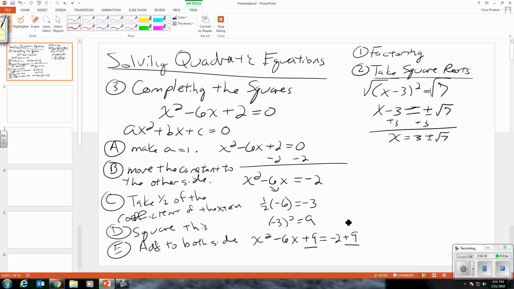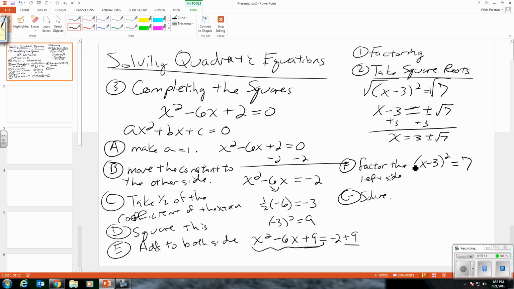And now factor the left side, or whatever side this stuff is on. So I'm going to factor these three things, and if I've done this correctly by doing half and squaring, I should get a perfect square trinomial equal to 7. And now we can see how this side looks like how this one started, and then solve.